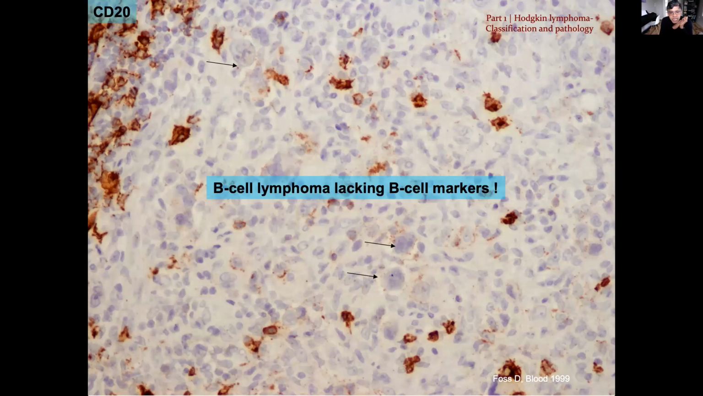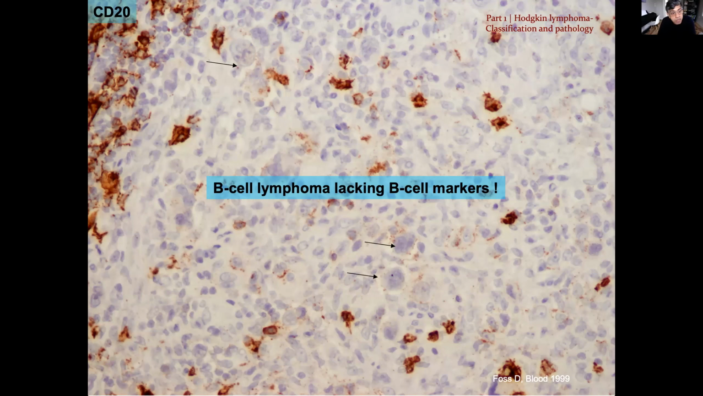So this is CD20 on the same case. And you can see that your internal control, small B cells, are nicely positive, but the Hodgkin cells are pretty much negative or very weakly positive. So even though Hodgkin lymphoma was proven to be a B-cell lymphoma, it's something that lacks an important B-cell marker, which is CD20.